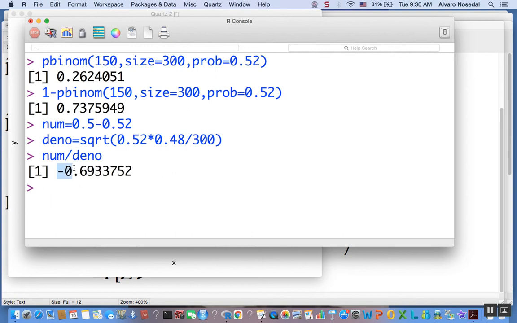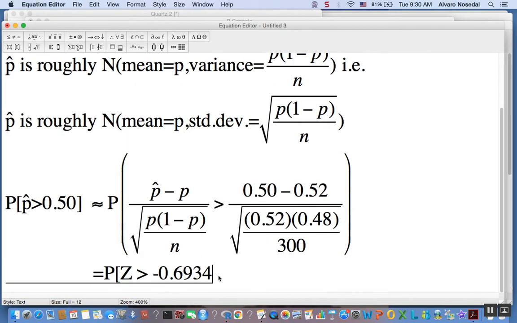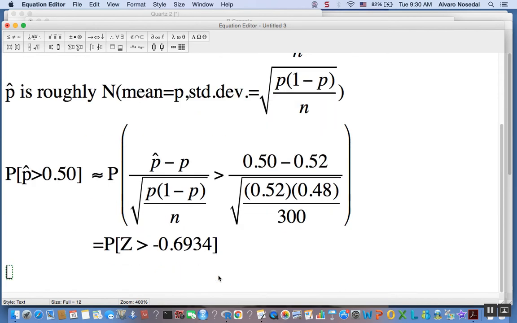So this is what we have, right? Roughly. And let's round it to 4 decimal places. There we are. Make sense? Okay. So let's do this using our table first, and then we're going to check our work using R.